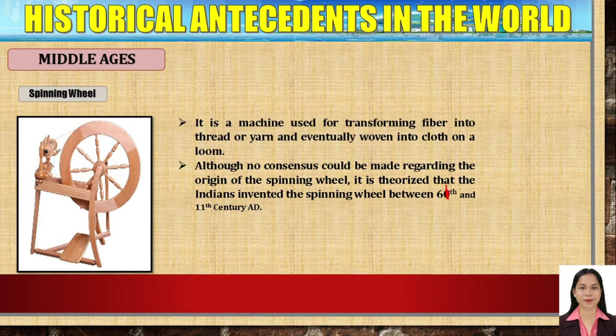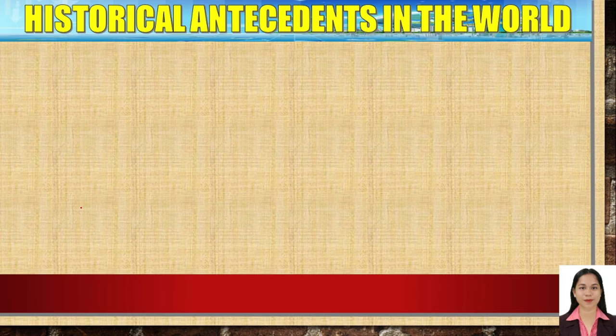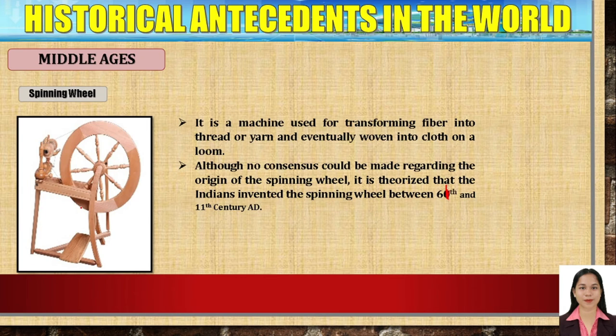So, according to White, the invention of the spinning wheel sped up the rate at which fiber could be spun by a factor of 10 to 100 times. So by that, mas napadali yung work ng mga tao because of that spinning wheel. Okay, so that's all about the inventions under the Middle Ages.